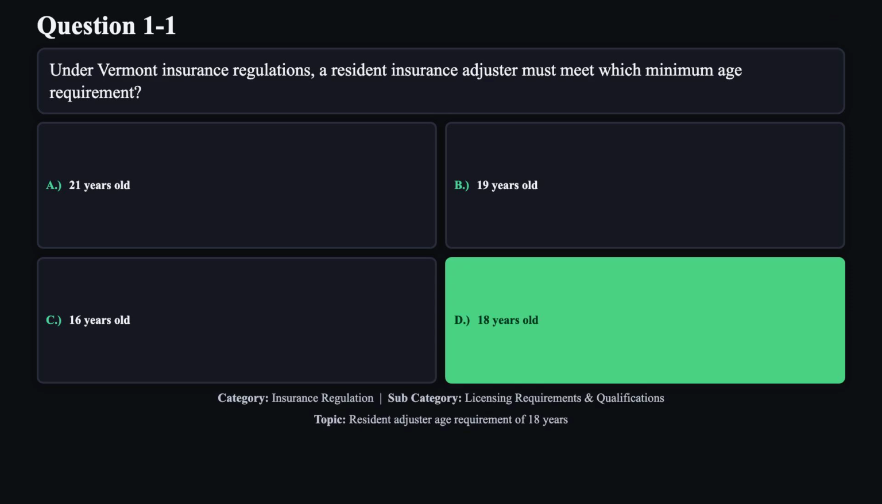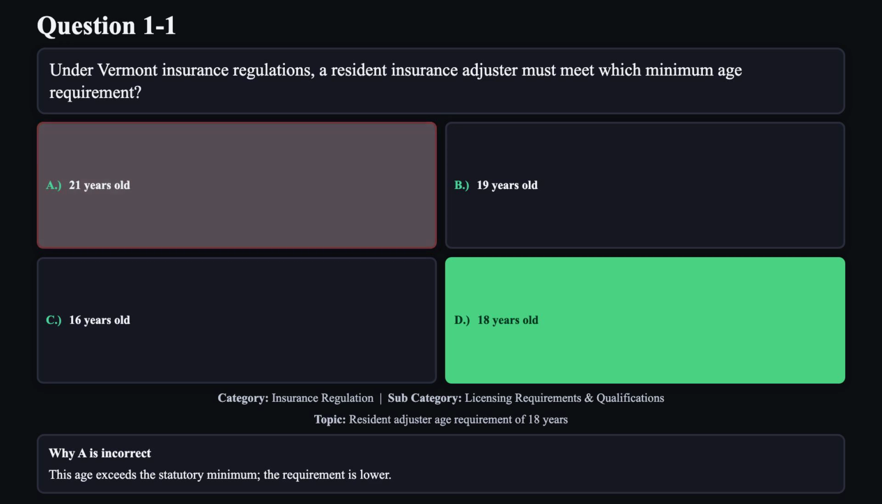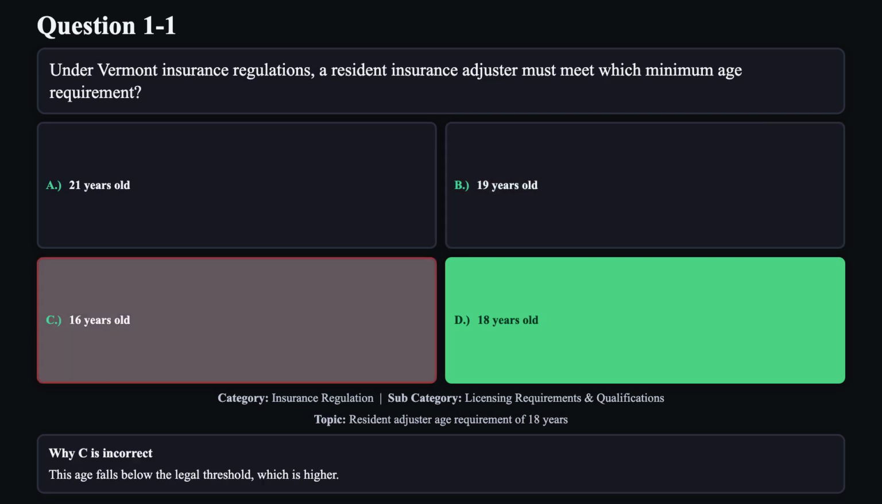The correct answer is D. The correct answer is 18 years old, because Vermont statutes require insurance adjuster applicants to be at least 18 years of age. Reason A is not correct. This age exceeds the statutory minimum. The requirement is lower. Reason B is not correct. This age is 1 year above the actual minimum requirement of 18. Reason C is not correct. This age falls below the legal threshold, which is higher.